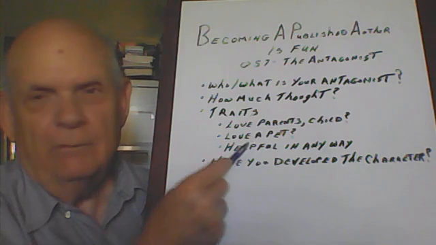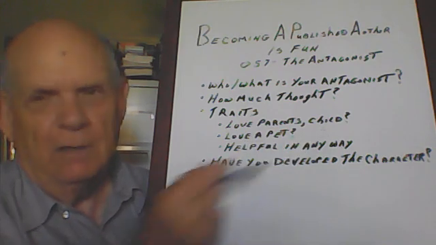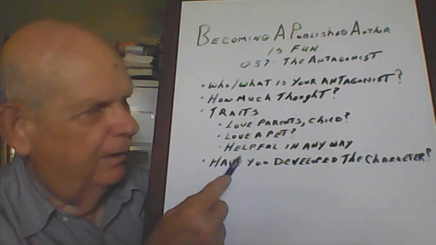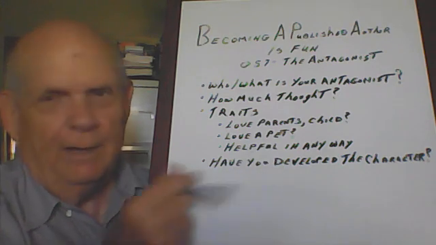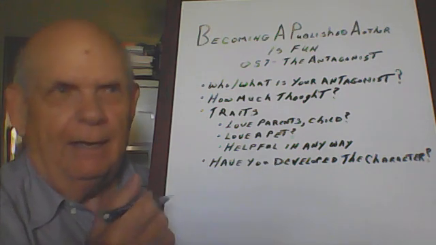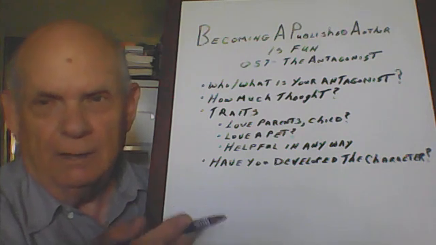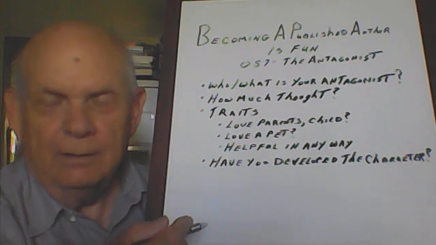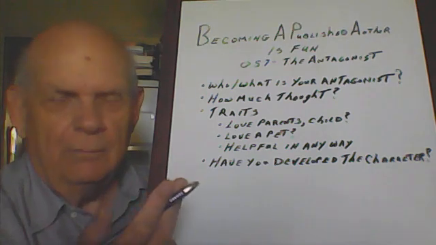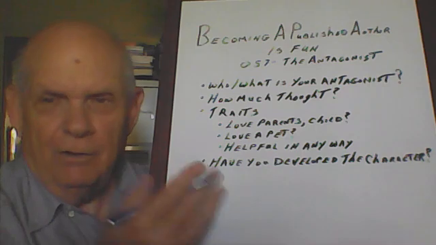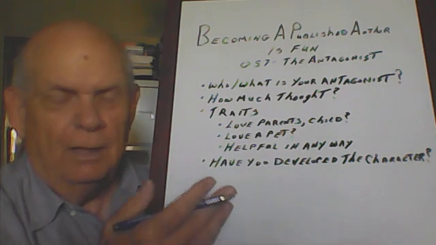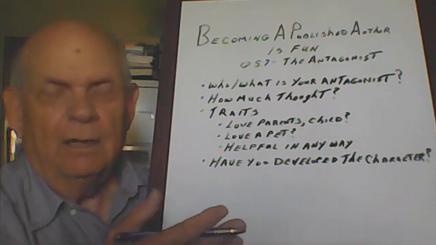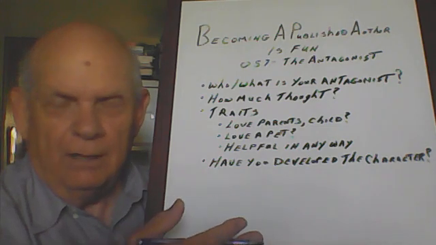So the love of a pet, the love of a parent or of a child, and it doesn't have to be their own child, remember, it can be a neighborhood child. Are they helpful in any way? How about an antagonist that helps a little old lady cross the street? Isn't that worth noting? Doesn't that bring a side to that character that you didn't see before? Up until that point, all you saw was an evil person, and now here he goes and helps a little old lady cross the street.